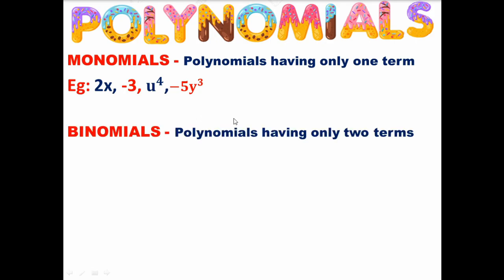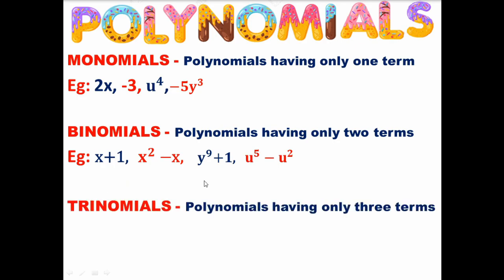Suppose you have only two terms in a polynomial, then they are said to be binomials. For example, consider these polynomials. In the first polynomial, the terms are x and 1 connected by a plus sign. Similarly, the other polynomials also have two terms: x square and x, y power 9 and 1, u power 5 and u square. Such polynomials having only two terms are called binomials. Similarly, polynomials having only three terms are called trinomials, and the examples are here.